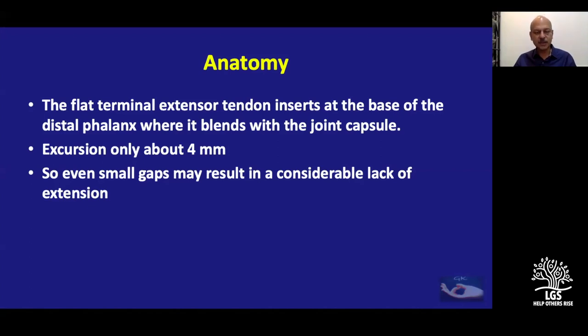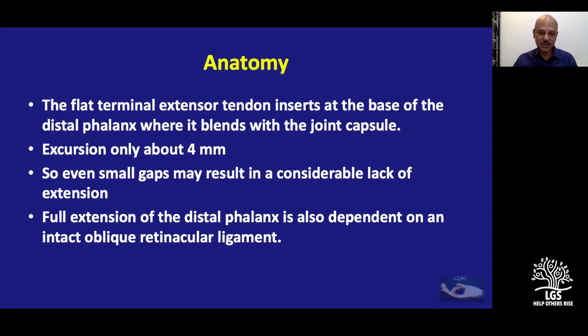The next thing we need to remember is that the excursion of the extensor tendon at this level is just 4 millimeters. So just imagine, in this 4 millimeters, if there is a loss of even 1 millimeter, there is going to be a deficit. That is why patients come to us with a deformity of a mallet finger. Even small gaps can result in a considerable lack of complete extension. From here to here is caused by only 4 millimeters of movement. So if you have even 1 millimeter, you're going to have a lag of about 10 to 20 degrees. So this also will be seen.